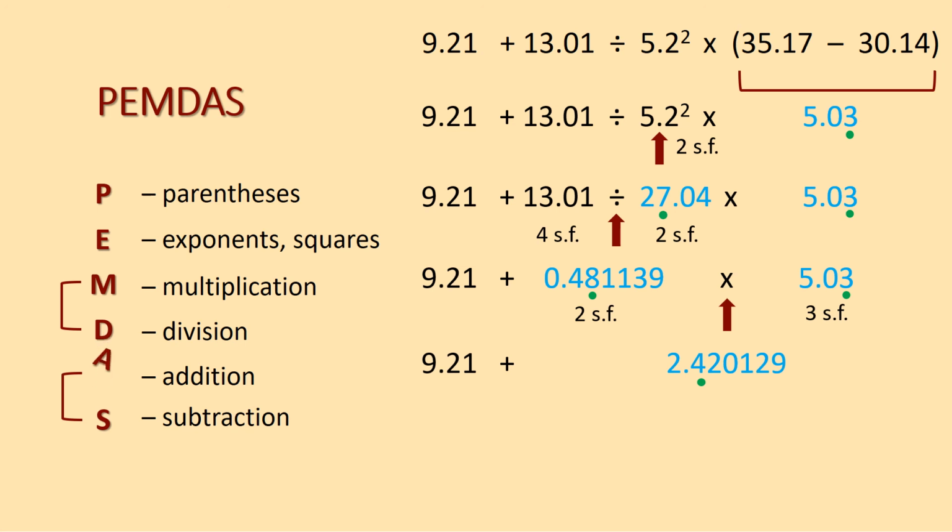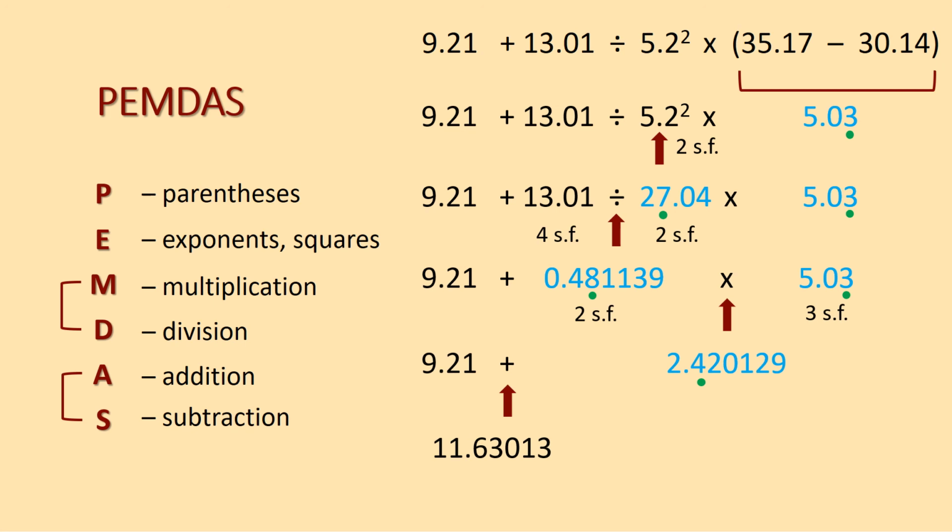And our last operation, it's going to be addition and subtraction, and we have one right here. All right, and if we do the math, we're going to add those two numbers together. We end up with 11.63013. And if we look back to our given values, we see that 9.21 has 2 decimal places, so it is precise to the 100th, and that 2.420129 with all of those extra digits is precise to the 10th.